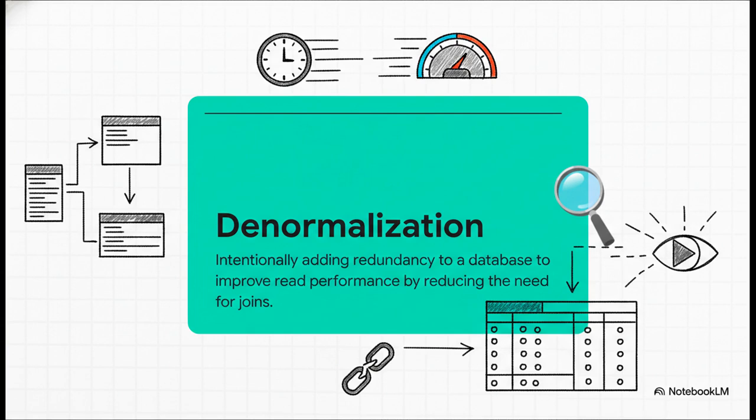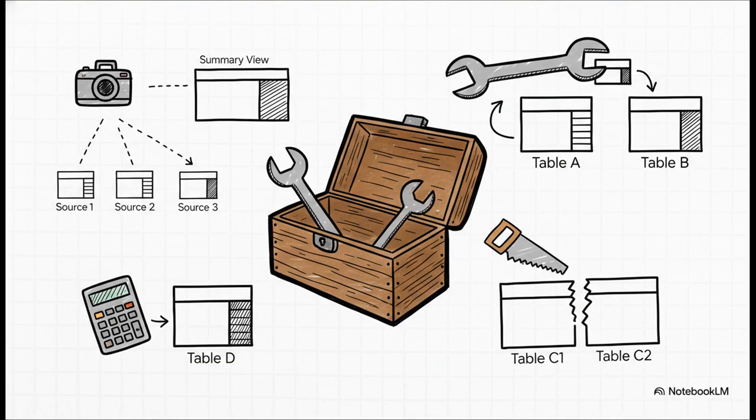By putting some of that related information back into the same table, we can avoid those slow, expensive joins when we just need to pull up some information, which, let's be honest, is what most apps are doing most of the time. And there's a whole bag of tricks for how to do this. You can do things like add redundant columns back in, like storing the customer's name right in the orders table, so you don't need to do a join just for that. You can also pre-calculate values that are expensive to figure out on the fly, or create totally separate summary tables. It's all about picking the right shortcut to solve your specific speed problem.